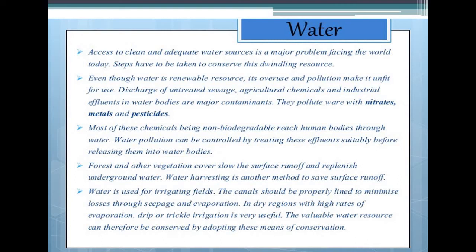Forest and other vegetation covers slow surface runoff and replenish underground water. Water harvesting is another method to save surface runoff. Now, rainwater harvesting or water harvesting is another very good technique to conserve water or to save water from the surface runoff. Water is used for irrigating fields in dry regions with high rate of evaporation. Drip or trickle irrigation is very useful. The valuable water resources can therefore be conserved by adopting these means of conservation.